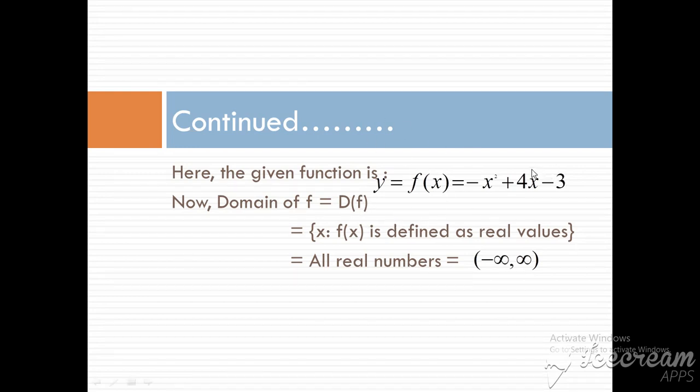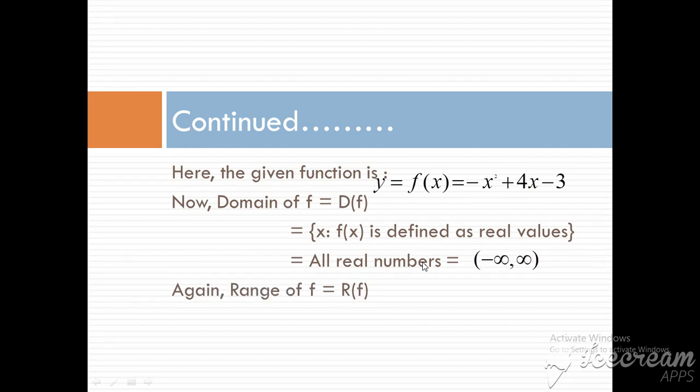Here, if you input any real value, you will get the output. Therefore, the domain of this function will be defined as x such that f(x) is defined as real values. That means all real numbers. Whatever you put here, you can define this function. There will be no illegal condition. Therefore, domain will be all real numbers.